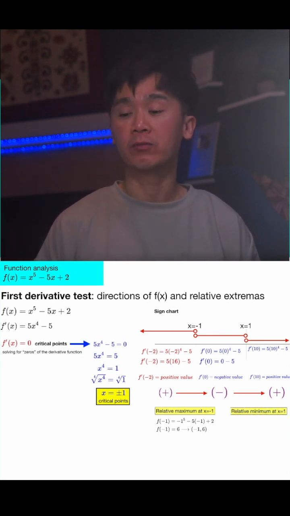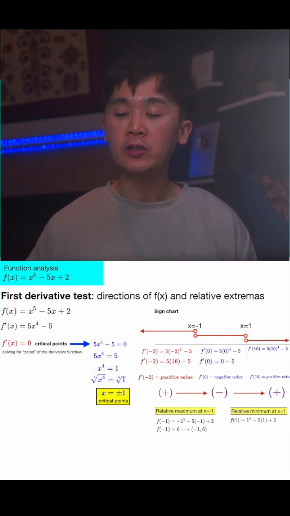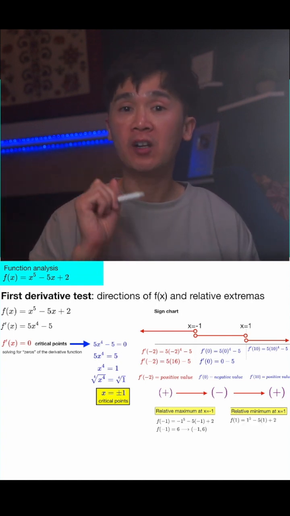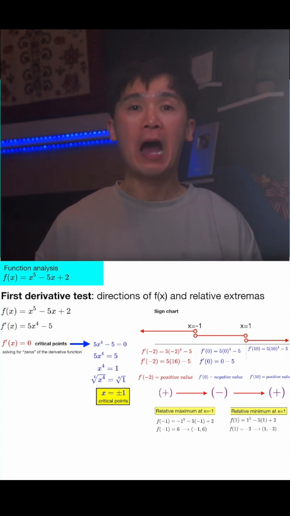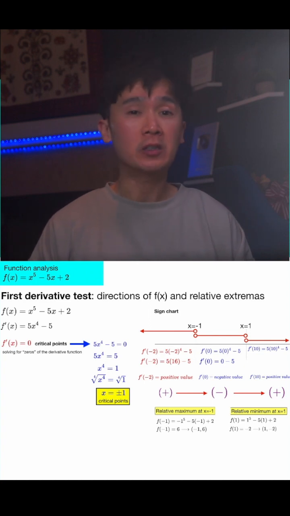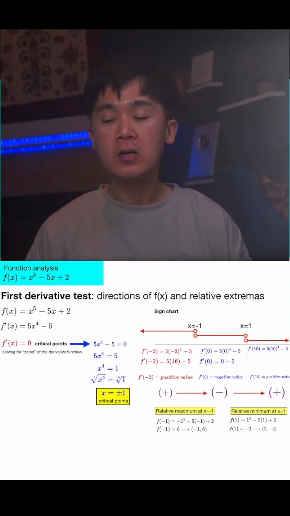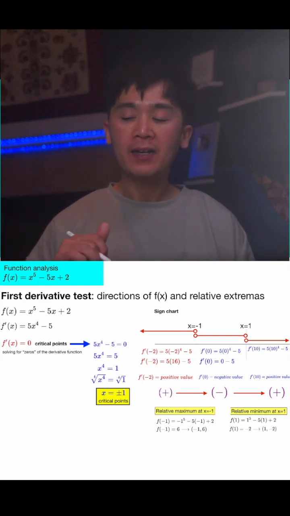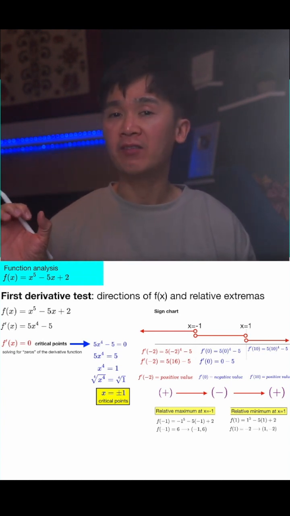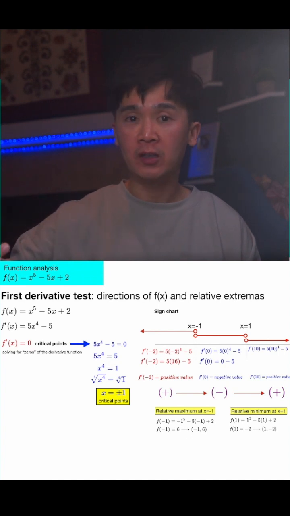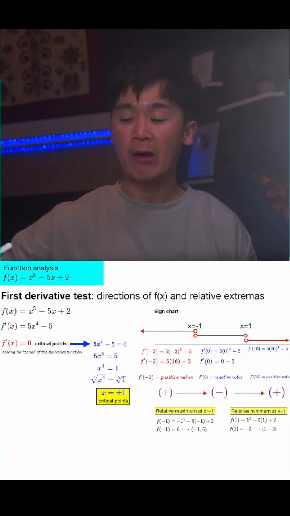And to find its actual vertex, plug in the value of 1 into your original function f of x, and you'll find its vertex at (1, -2). And now that we know our relative extrema, all we need to do is articulate our direction by writing when the function has a positive slope in the intervals that we have established using our sign chart.